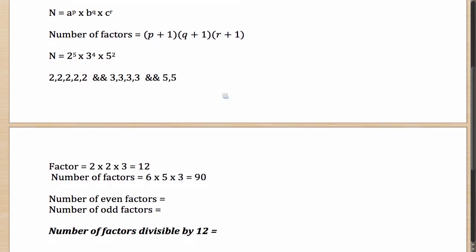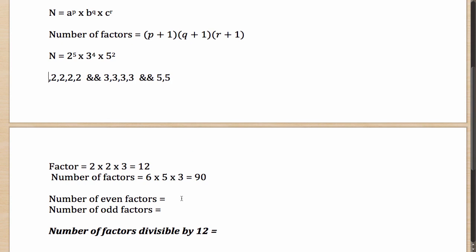Which leads me to the next thing. Suppose now the question is: out of these 90 factors that I have got for n, how many are even? Well, for doing that, all I need to do is assume that I have taken a 2. One 2 is a compulsion. So if one 2 is a compulsion, my new set is, this is removed. And if this is removed, I'm left with 4 2s, 4 3s and 2 5s.